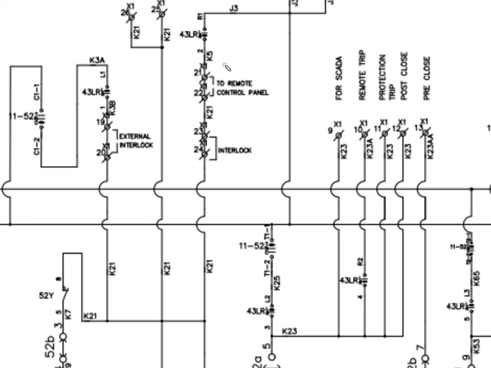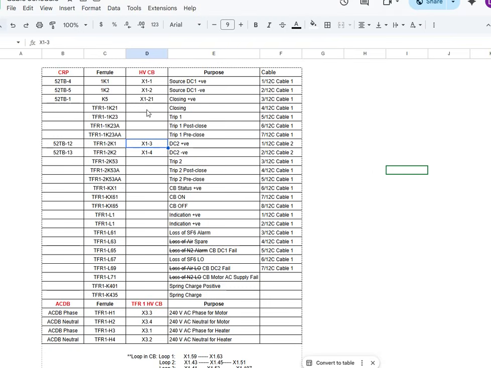So that was our closing positive, and then when it comes back through the TNC switch of the control panel, it becomes K21, that is closing, and the TB for that is X1-22. We'll update that, X1-22 for the closing, and the ferrule that we'll be using is K21.